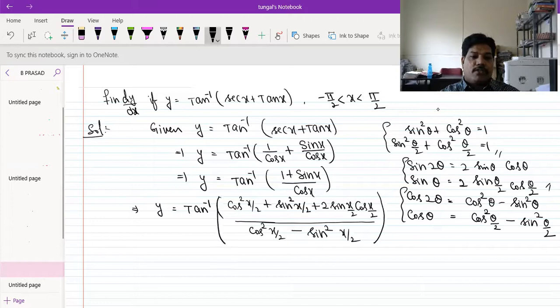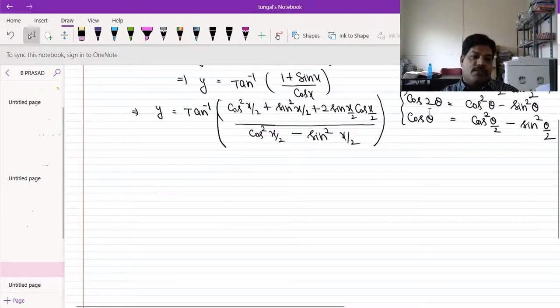So see that formula, students. What is the formula? 1 can be written as cos square theta by 2 plus sin square theta by 2. And sin x can be written as 2 sin x by 2 cos x by 2. And cos x you can write as cos square x by 2 minus sin square x by 2. So why am I writing these formulas here? So see this one.